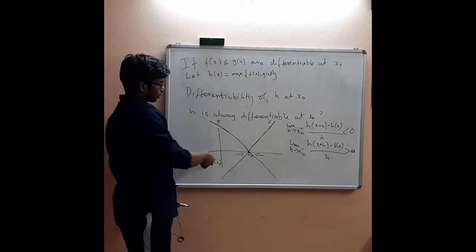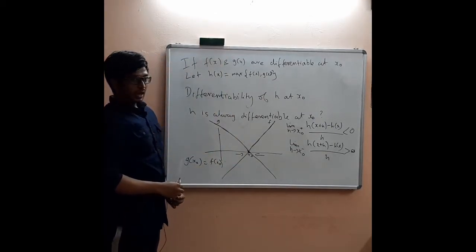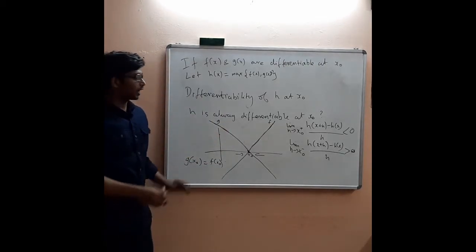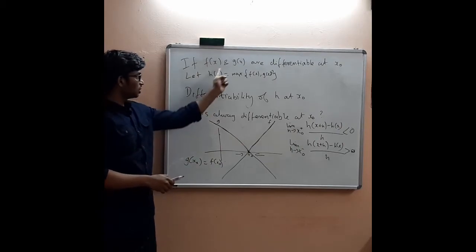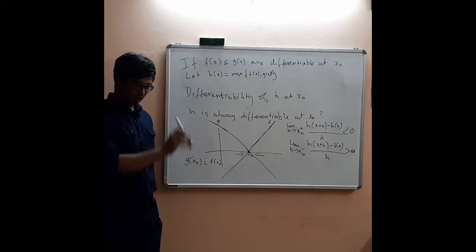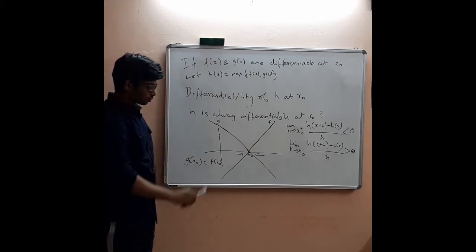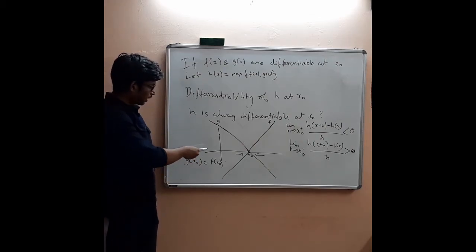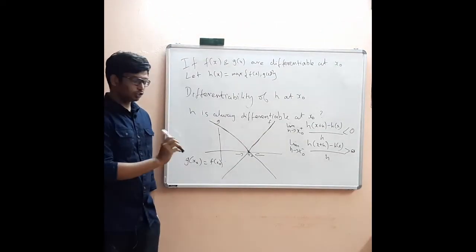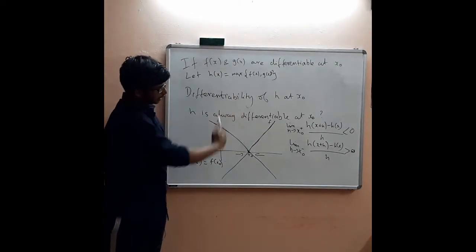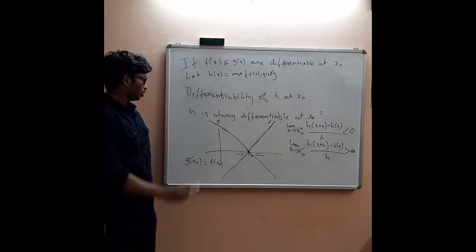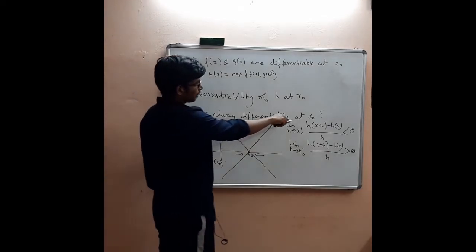Whenever g of x naught is equal to f of x naught, I can construct some function like this. I can construct two lines, because this g and f can be any functions, and lines are always differentiable. I can construct two lines such that they are equal at x naught. Any arbitrary line I can choose, and I will show that the derivative actually does not exist for h at x naught. Okay, so h is not always differentiable at x naught.